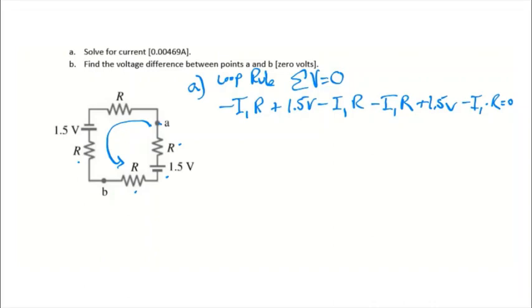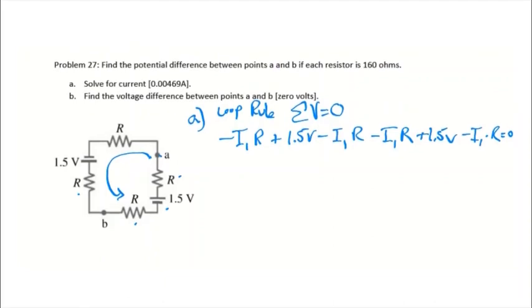Now, in this case, all of the resistors are the same. They're all equal to 160. So all R's are equal to 160. We'll keep that in mind here in a minute. Let's go ahead and simplify this equation. So we have 3 volts minus 4 I1R is equal to 0.